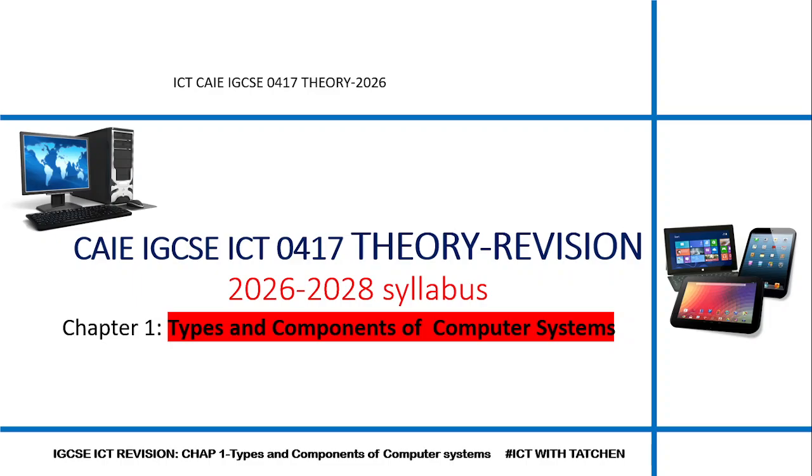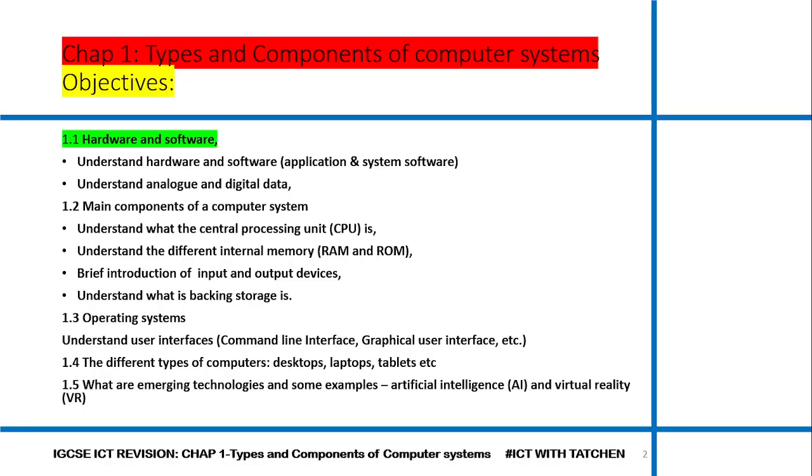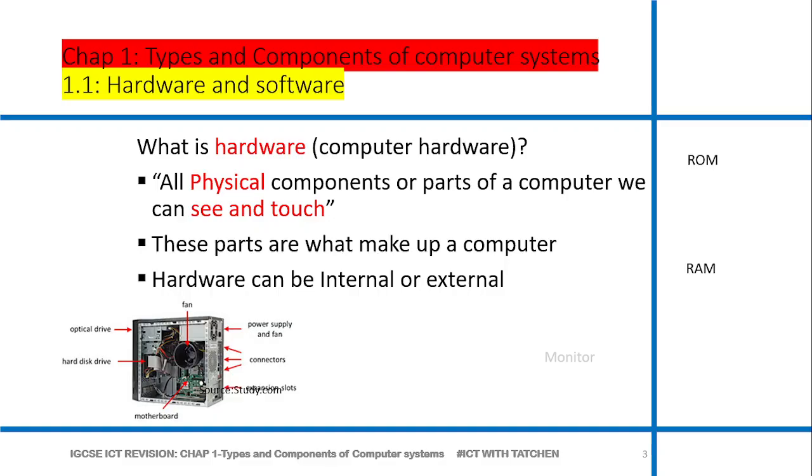Types and components of computer systems. Today we are looking at what is hardware. That's our focus for this video. Now, when you think about hardware, it's a very important thing you don't want to forget as a student, as a computer user. Simply, hardware is the physical components of a computer. That's what you can see and you can touch, and typically these are things you can also feel. So these are parts that make up your computer.